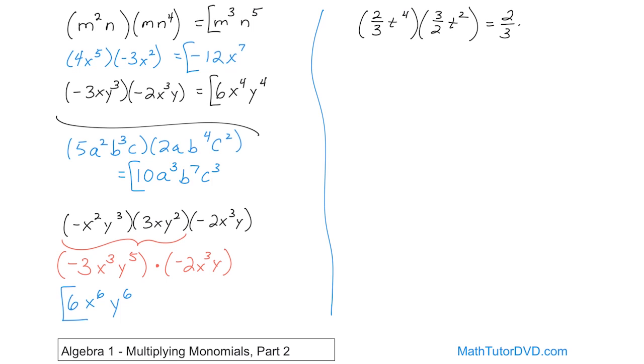2/3 times 3/2, and then we have the t to the 4th and the t squared multiplied, and the bases are the same, so we can add the exponents. It'll be 4 plus 2 is 6. So now all we have to do is the fraction multiplication.